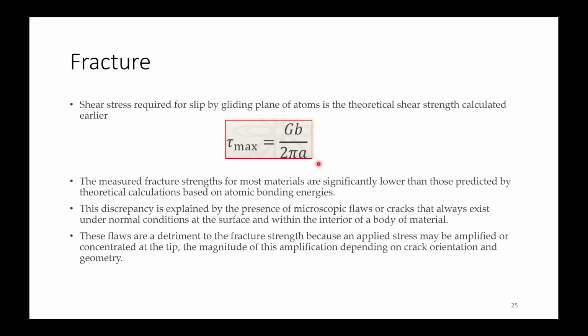Now, in the previous second chapter, we established a relation between the maximum stress required, the theoretical stress required to deform a material to start slip. Now, the shear stress required to slip by gliding a plane of atoms is the theoretical shear strength calculated earlier.